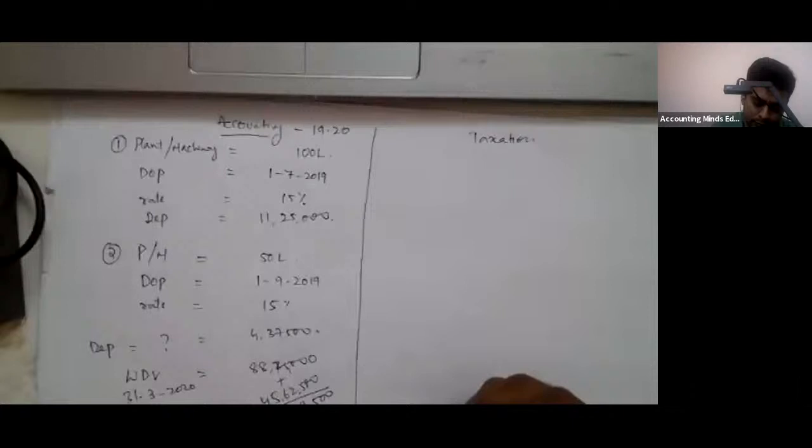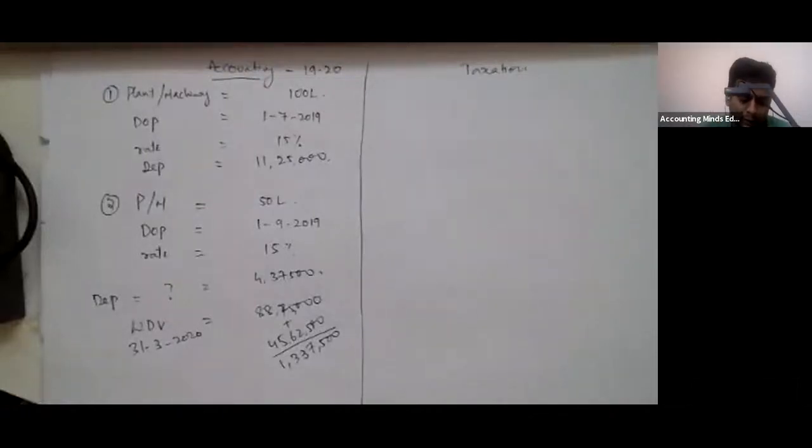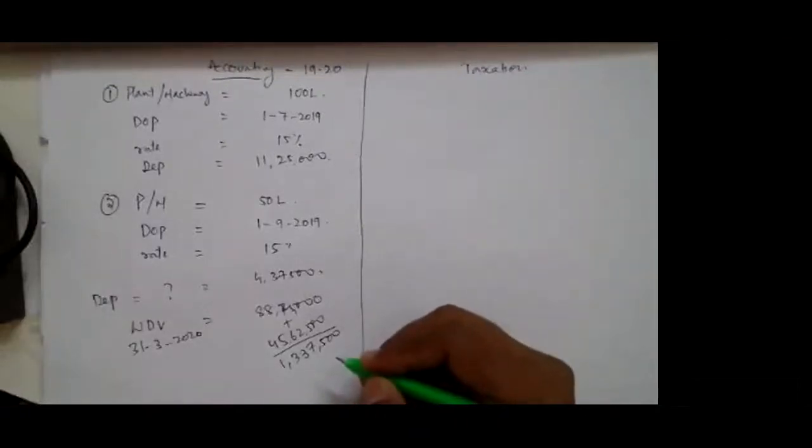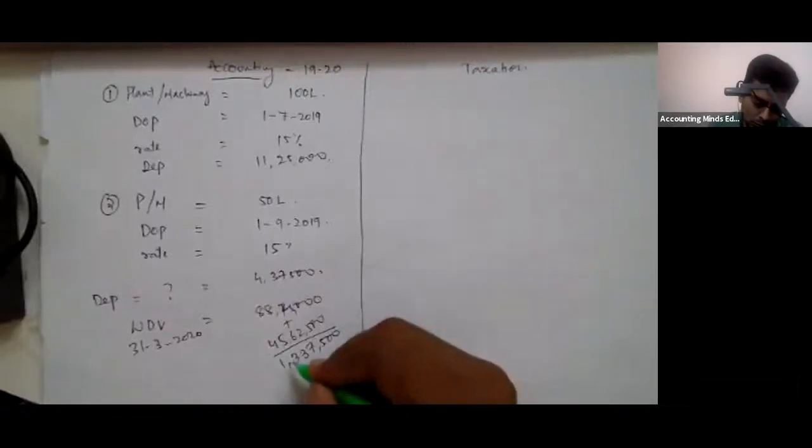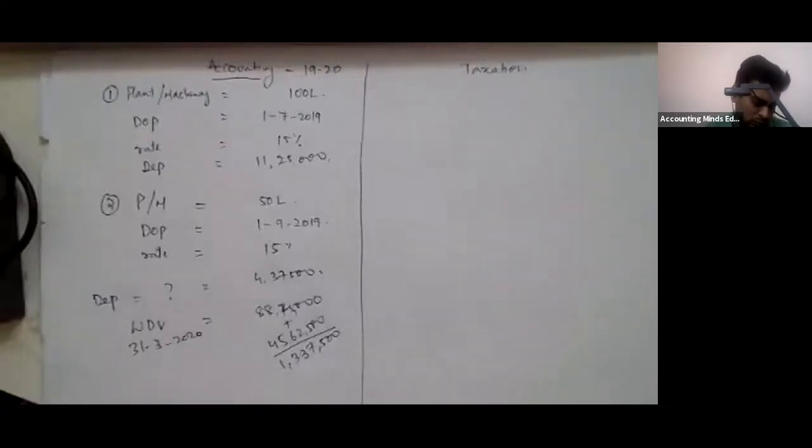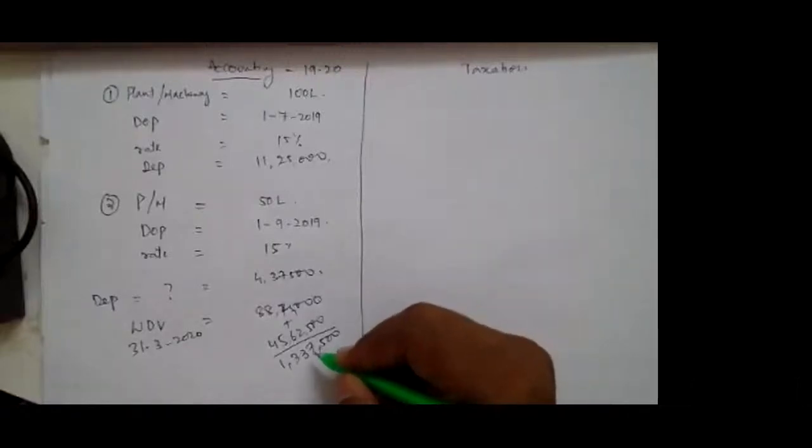Is this correct? Not visible, sir. This is correct. No, sir. 88 lakh 75,000 plus 88 lakh 75,000 plus 45 lakh 62,500. It's 13 crore 43 lakh 7,500, sir. Sir, 1 crore 34 lakhs 37,500. Yes, sir. 1 crore.